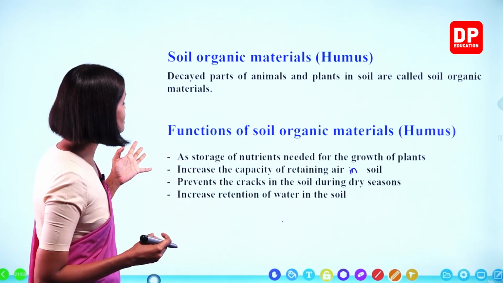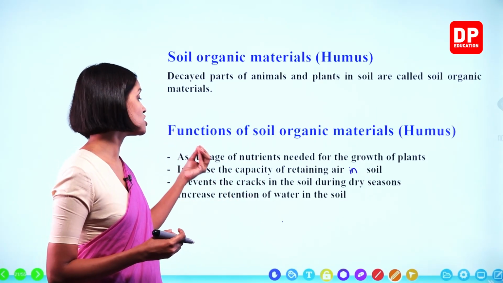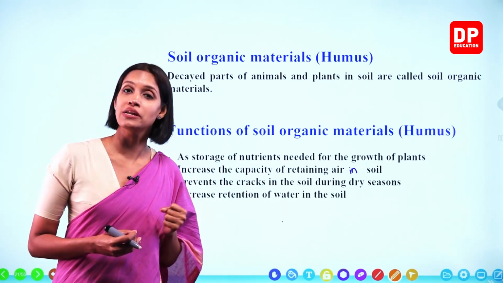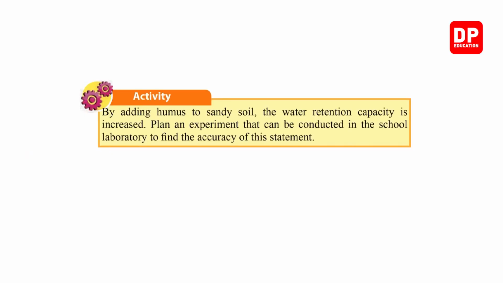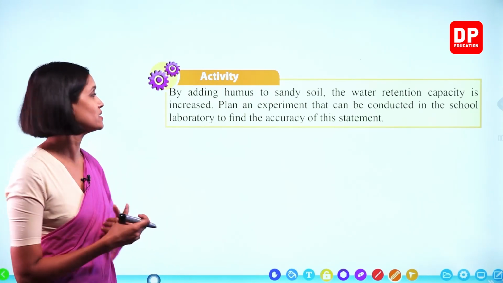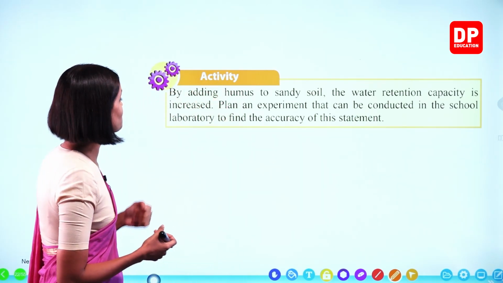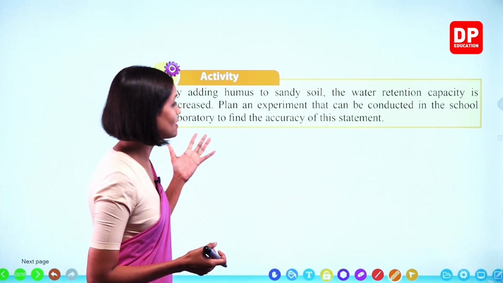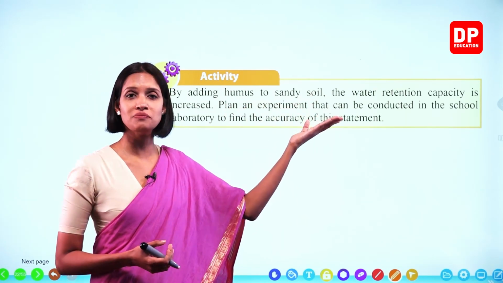Increase retention of water in the soil. Retention of air is increased, and retention of water is also increased because of the presence of these organic materials. So there's this activity we have to do to prove that these organic materials can retain more water. By adding humus to sandy soil, the water retention capacity is increased. Plan an experiment that can be conducted in the school laboratory to find the accuracy of this statement.